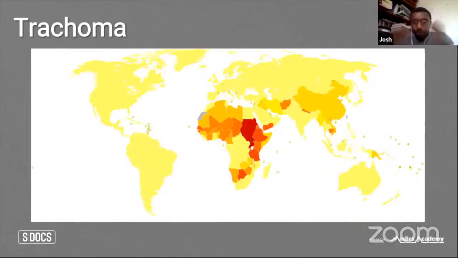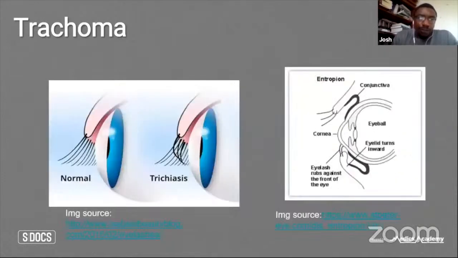This map again is showing prevalence of trachoma worldwide. You can see it's mainly affecting sub-Saharan Africa and North Africa as well, and some other countries dotted around the world. So lots of countries it's affected, but again, not maybe the high-income countries or the traditionally high-income countries. So what is the pathology of trachoma?